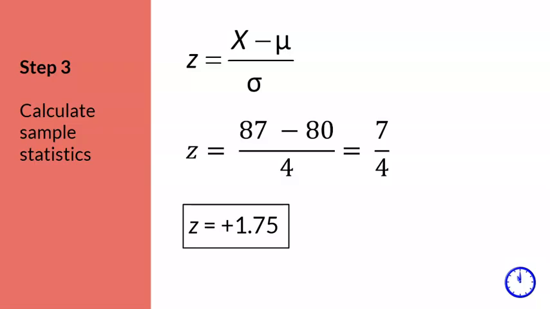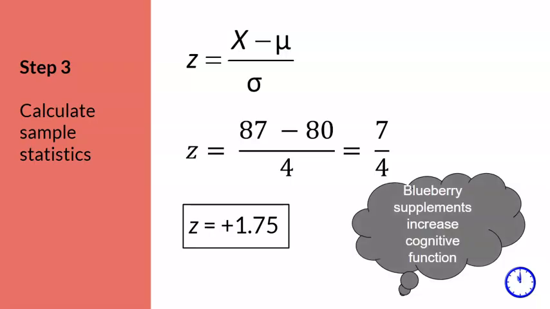Now, I want you to think like a researcher. What does this Z equal plus 1.75 mean? The plus sign indicates that it's above the mean or that there was an increase. Our dependent variable, or the variable that we are measuring, was cognitive function. So this Z-score means that blueberry supplements appear to increase cognitive function. This initial interpretation of the Z-score value is critical in writing summary and interpretation statements.